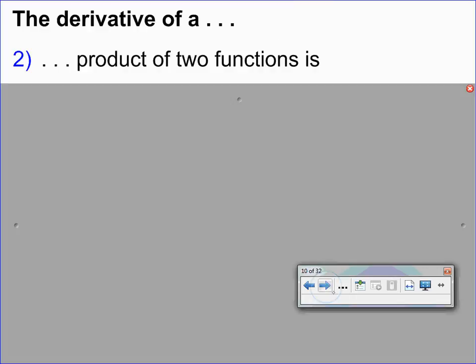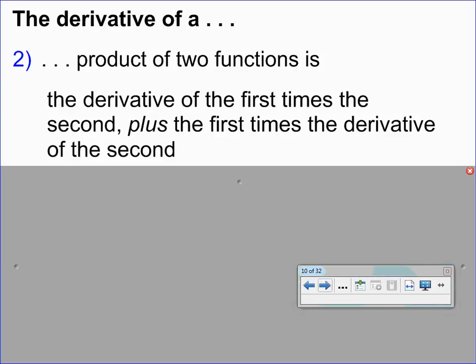Ready? The derivative of a product of 2 functions in words is, get ready. Number 2. The derivative of the first times the second plus the first times the derivative of the second. Nice work. Very nice. Plus 10.